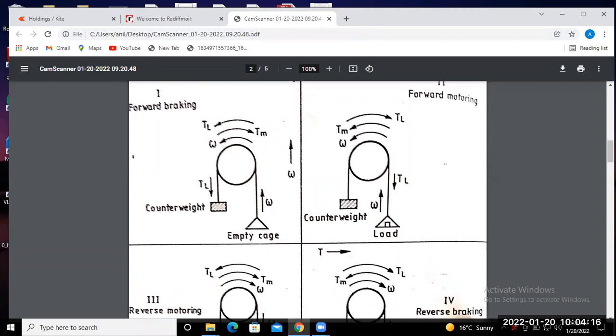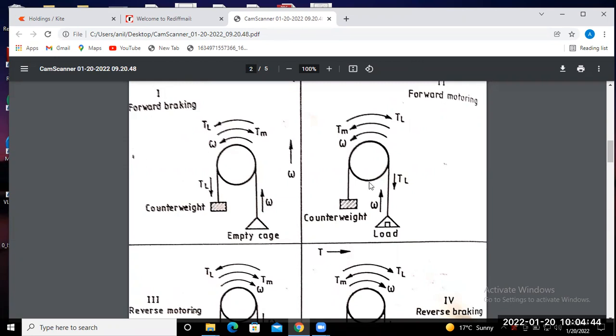So we already discussed the first quadrant. That means electromagnetic torque and speed are in the positive direction, so it will act in the anti-clockwise direction, and the load torque acts in the clockwise direction. So the actual motion of this load is in the upward direction, and the load torque is acting in the downward direction.